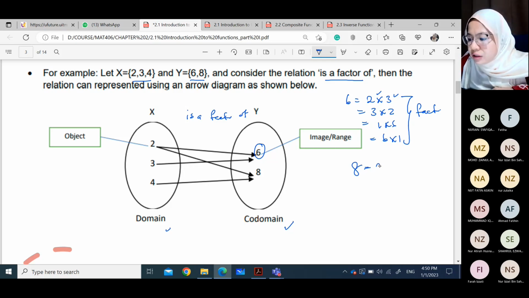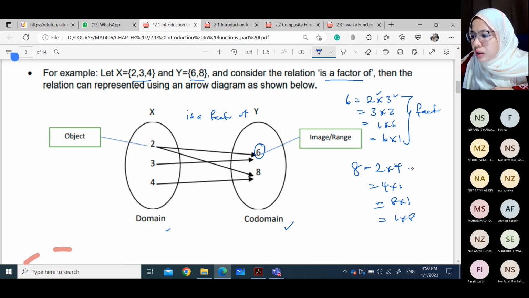The factors of 8 here are 2 times 4, or 4 times 2, or 8 times 1, and the last one, 1 times 8. So ini semua adalah factor bagi 8.